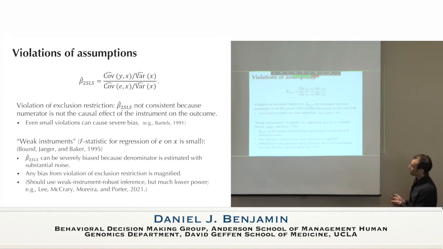The other assumption was the relevance assumption. And I warned you that you need the instrument to matter enough for the exposure. In particular, what matters is the F statistic for the regression of the exposure on the instrument. The way to think about that is it's essentially about the variance that you're explaining in the exposure, adjusted for the number of degrees of freedom. So if you have lots of instruments, that counts against you.